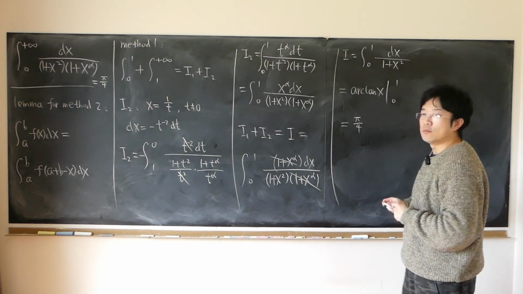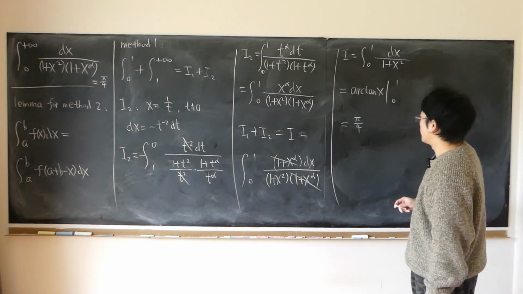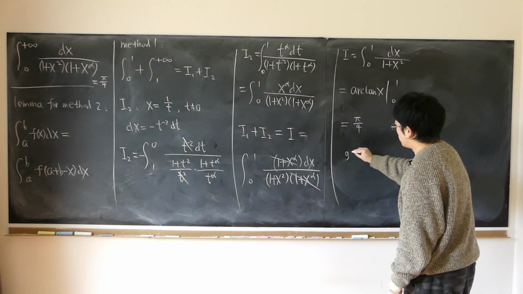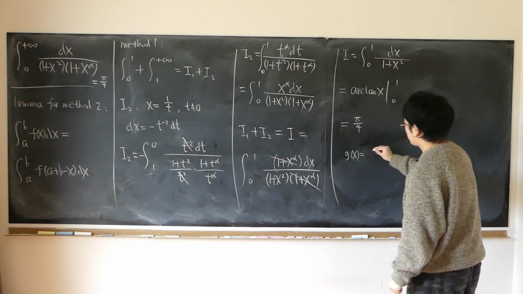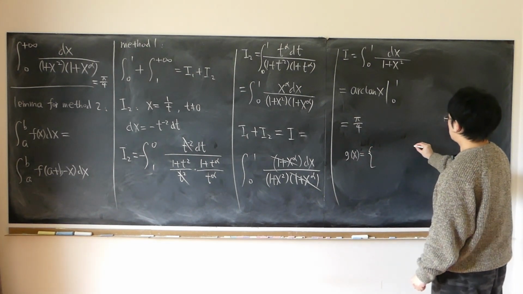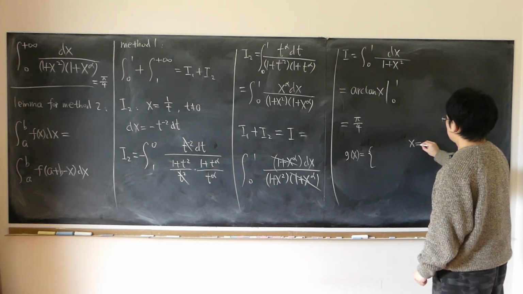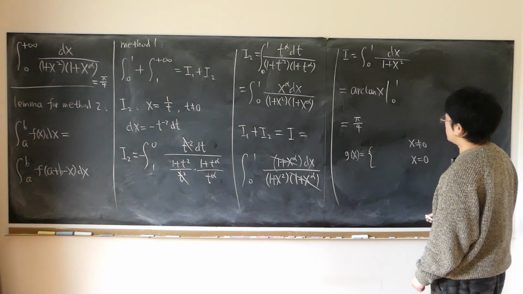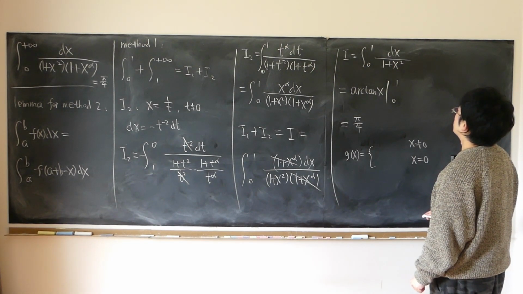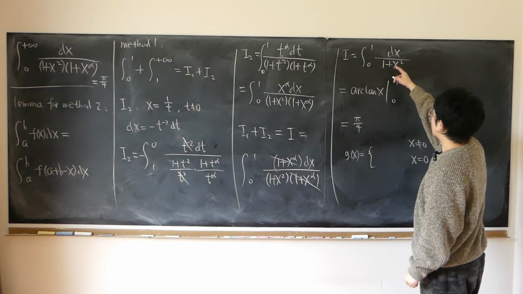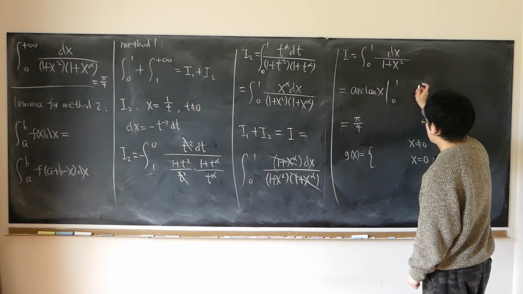If we want to be more rigorous, maybe we can construct a function g of x that is equal to the integrand when x is not equal to 0, and a value when x is equal to 0. In the case of non-zero, we have the function we can construct, because just look at the integrand 1 over 1 plus x squared.